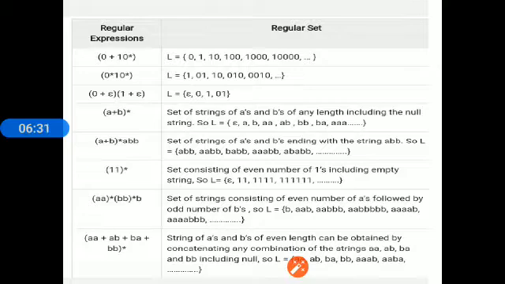The last expression is a a plus a b plus b a plus b b, whole star. A string of a's and b's of even length can be obtained by concatenating any combination of the strings a a, a b, b a, b b, including null. So L is equal to a a, a b, b a, b b, a a a b, or a a b b, and so on. So these are different examples of regular expressions and their corresponding regular sets. Thanks for listening.